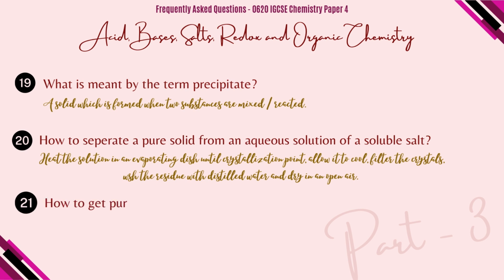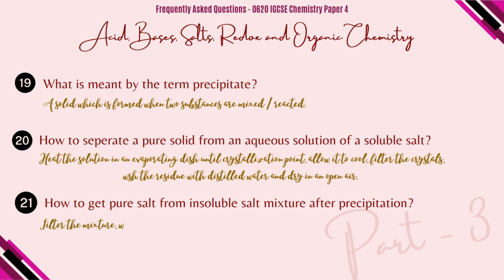Question 21. How to get a pure precipitate from an insoluble salt mixture after a precipitation reaction? So we get the precipitate after the reaction by filtering the mixture, washing the residue with distilled water and drying. Drying can be in open air or between the folds of filter paper.